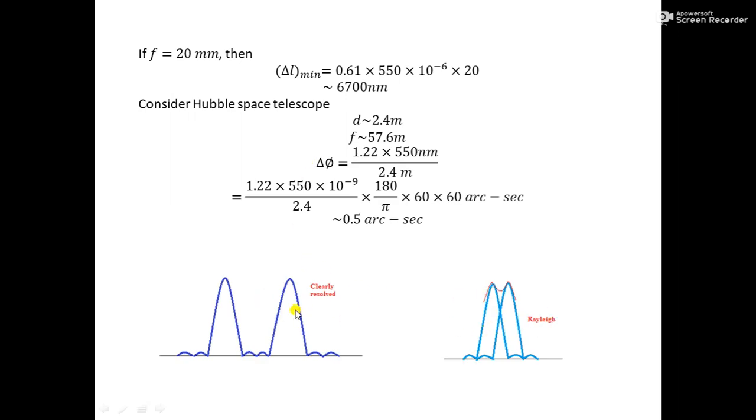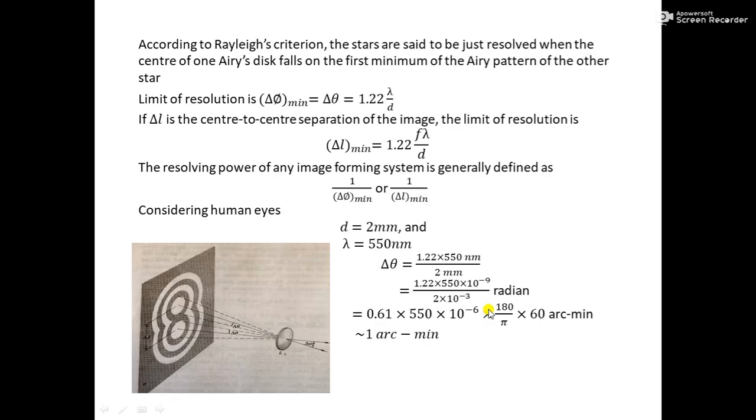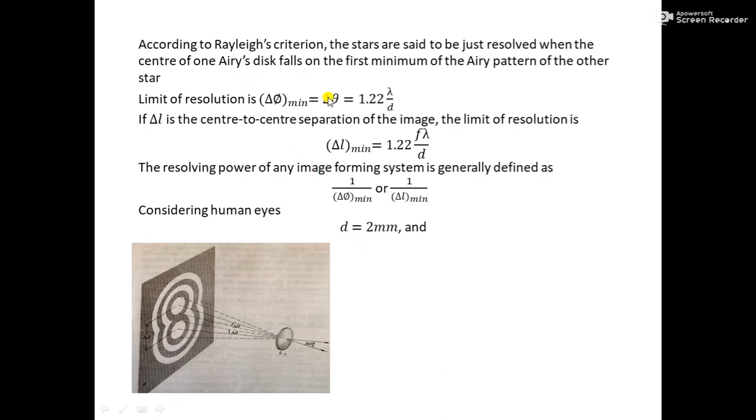Here is the image of a clearly resolved diffraction phenomenon, and this is the Rayleigh pattern. When the center of one falls on the first minimum of the other, it is said to be just resolved. That is what is stated in the Rayleigh criterion.